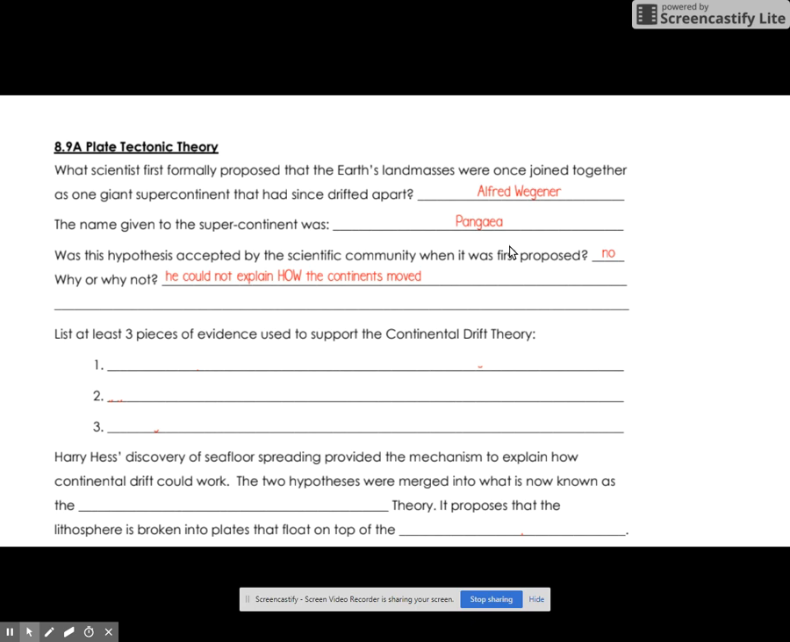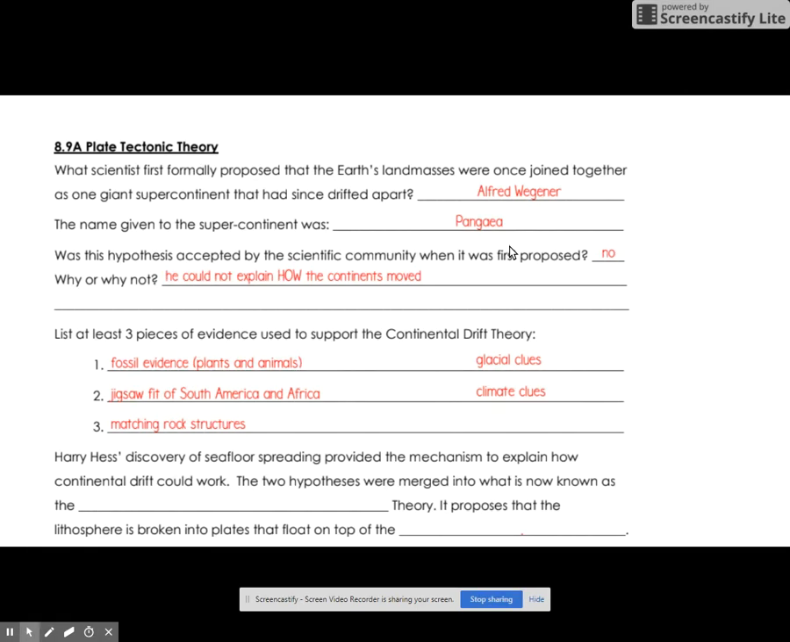List 3 pieces of evidence used to support the continental drift theory. The first piece of evidence is fossil evidence, plants and animals. You could choose glacial clues. Continents fit together like a puzzle or a jigsaw puzzle. Climate clues, or matching rock structures. You can choose any 3 of these pieces of clues.